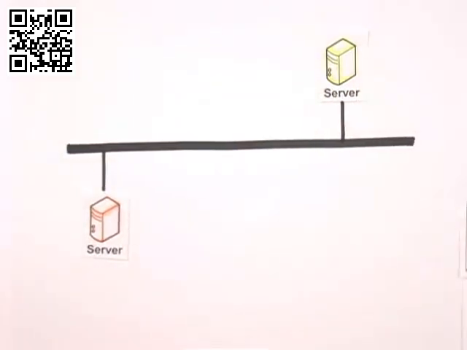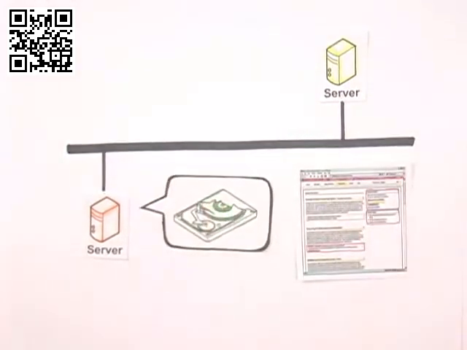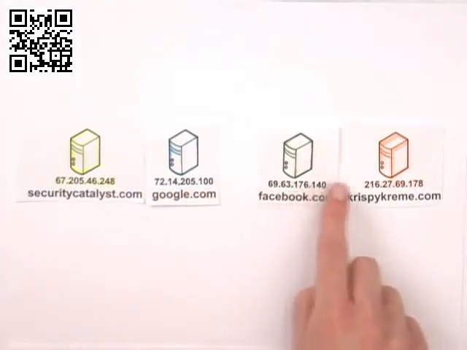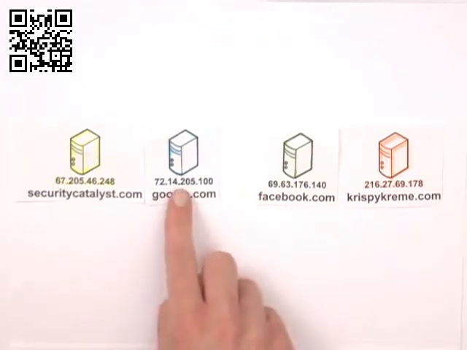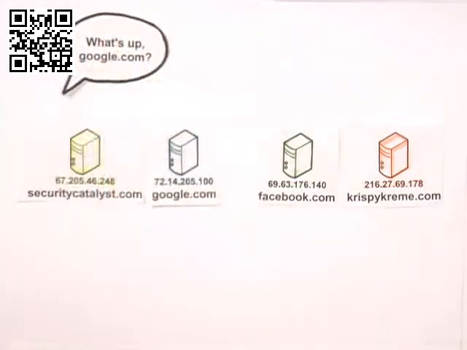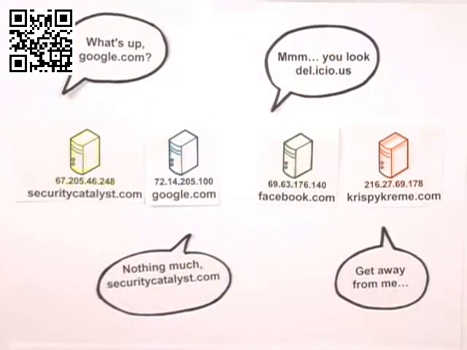A server is a special computer connected directly to the internet, and web pages are files on that server's hard drive. Every server has a unique Internet Protocol address, or IP address. Just like a postal address, IP addresses help computers find each other. But since 72.14.205.100 doesn't exactly roll off the tongue, we also give them names like Google.com, Facebook.com, or SecurityCatalyst.com.